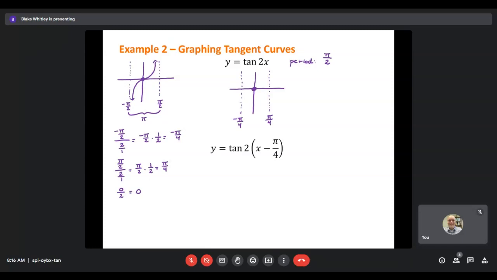Now, beyond that, we don't have any shifts, we don't have any reflections, and so my graph should look very similar to the original graph, increasing from left to right between those two asymptotes, and so we get something that looks like that. Okay, and notice here the distance between negative pi over 4 and pi over 4 is pi over 2, and so we've adjusted our period now to pi over 2 instead.